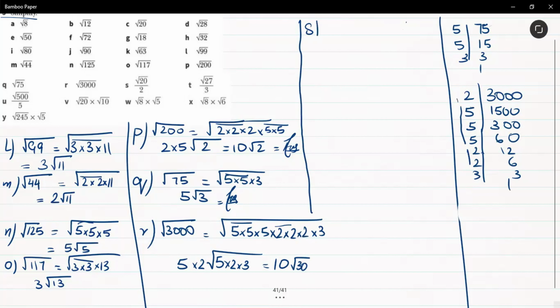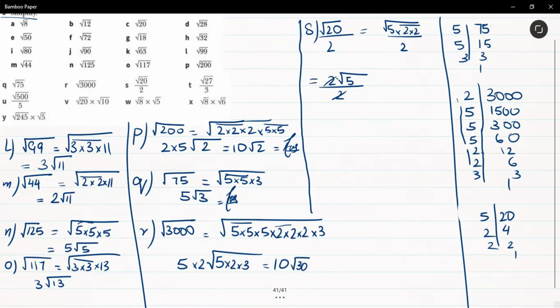For part S, we have under root 20 divided by 2. If we were to take the LCM of 20, we would get 5, 4 is 20, 2 is 4, and 2, 1 is 2. So we have under root 5 multiplied by 2, multiplied by 2, divided by 2. Basically, we've got a pair of 2 here, so that would give us 2 under root 5 divided by 2. These two values are multiplying, so we can easily cut them down. So we get under root 5 as the single answer for part S.